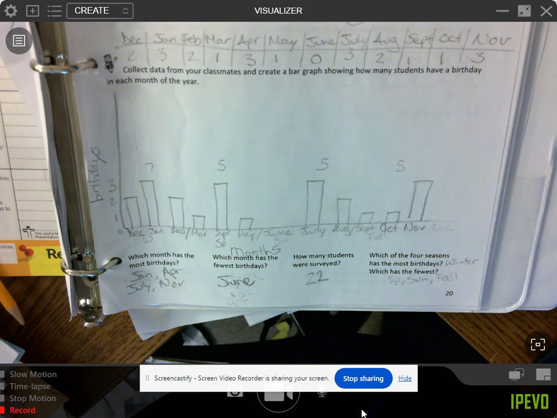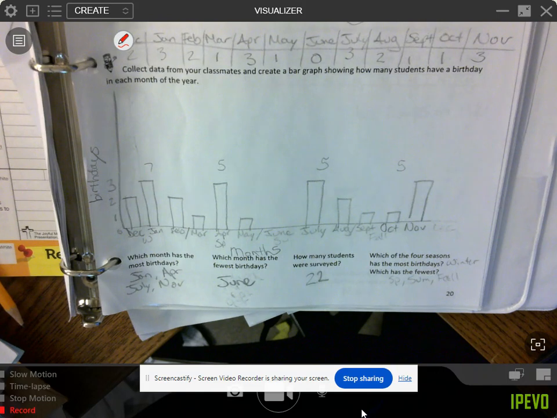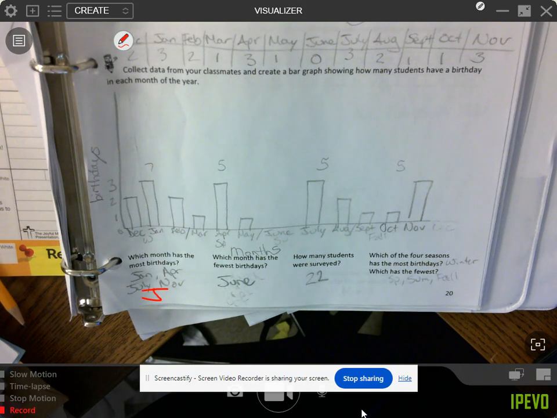Which month had the most birthdays? Melanie. Was it just January or is it a tie? Just January. Which month had the fewest birthdays? November. Was it just November or was there a tie? Just November? Yeah. Okay. August had a birthday. Were there no birthdays in November? Yeah, okay. How many students did we survey plus the teacher? 22.